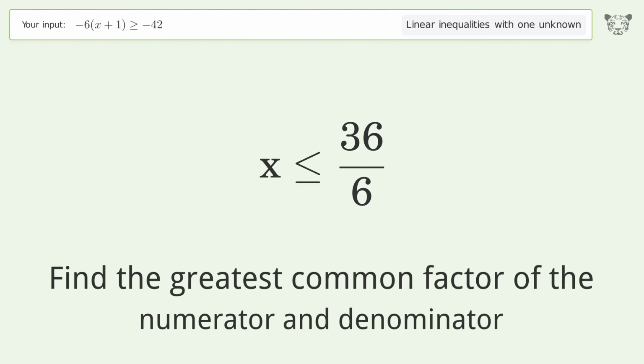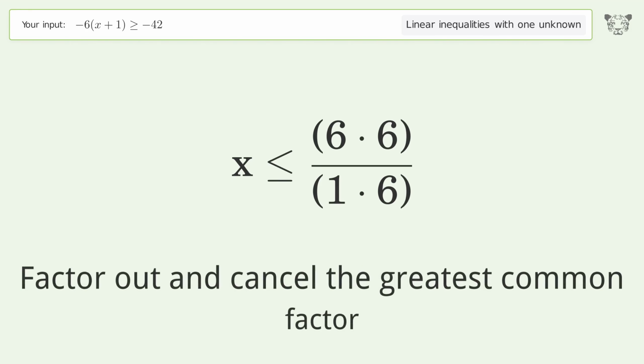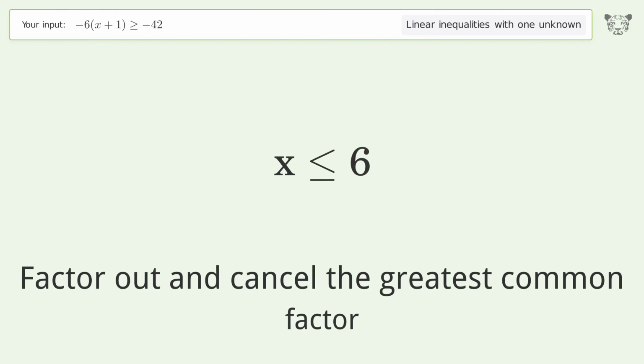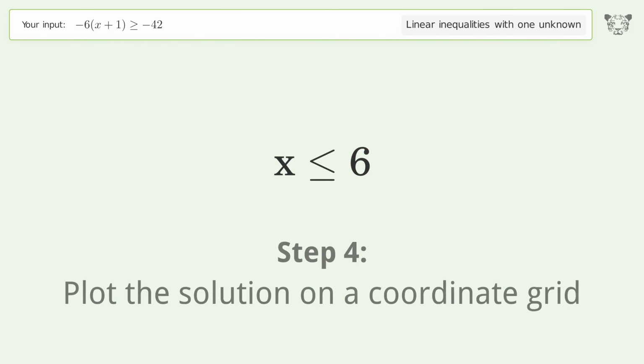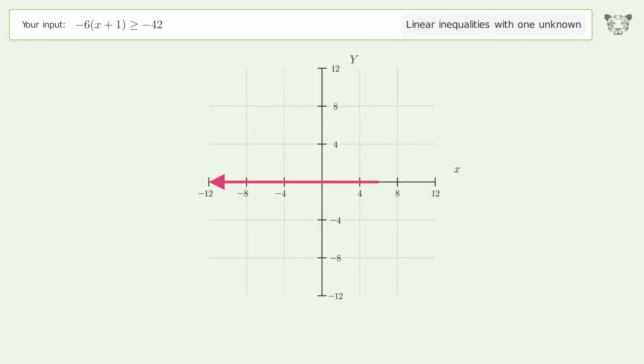Find the greatest common factor of the numerator and denominator. Factor out and cancel the greatest common factor. Plot the solution on a coordinate grid. And so the final result is x equal or smaller than 6.